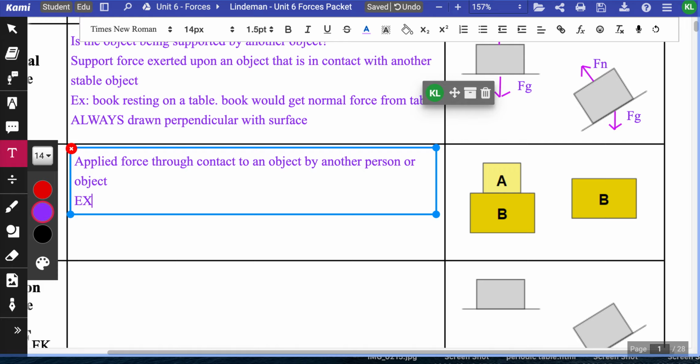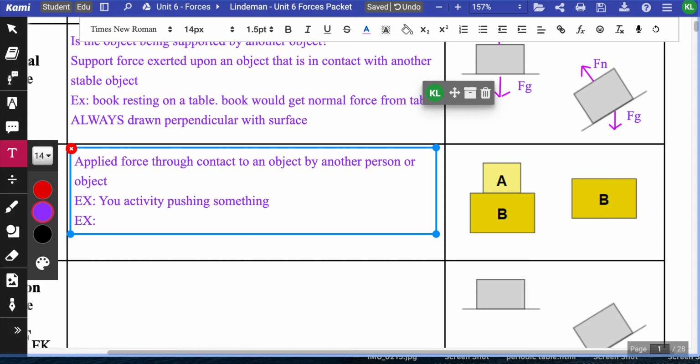So an example here would be you actively pushing something. Okay, so let's say that you are trying to push something across the table. That's you having a push force. Another example, and this is where we see this more frequently, is one object pushing down on another object. Okay, so remember I was talking about my chair supporting my weight right now. I'm sitting in a chair, so I have Fn pushing up, supporting my weight. But at the same time, I am pushing down on the chair.